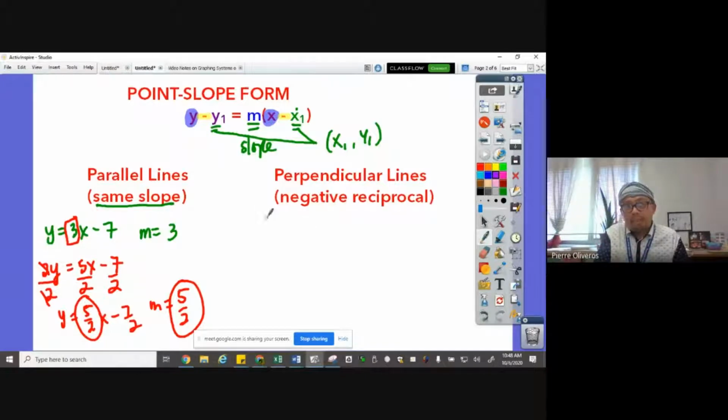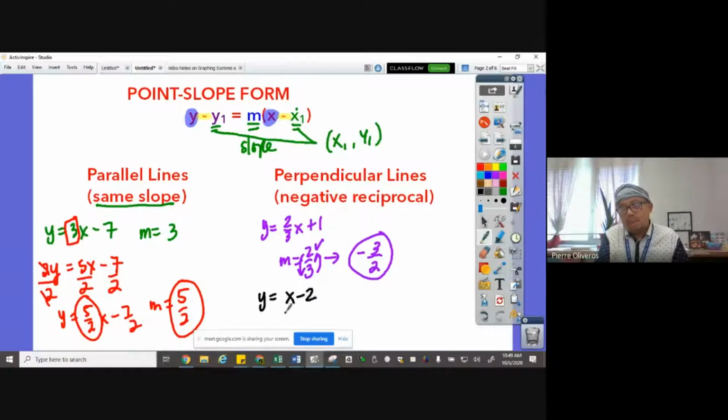Negative reciprocal means, for example, the slope of the equation is, let's say, 2/3 x plus 1. So the slope here is 2/3, right? But to get the negative reciprocal of 2/3, the 3 goes up, the 2 goes down. So it becomes 3/2. But since this is positive 2/3, I'm going to write here -3/2. So that's the slope I'm going to use. If I have, let's say, y equals x minus 2, what is the slope here? The slope here is 1. So what's the negative reciprocal of positive 1? We know that 1 has a 1 underneath. So if you reciprocate it, it becomes 1/1, which is still 1, and then change the sign. So the slope here will be -1.